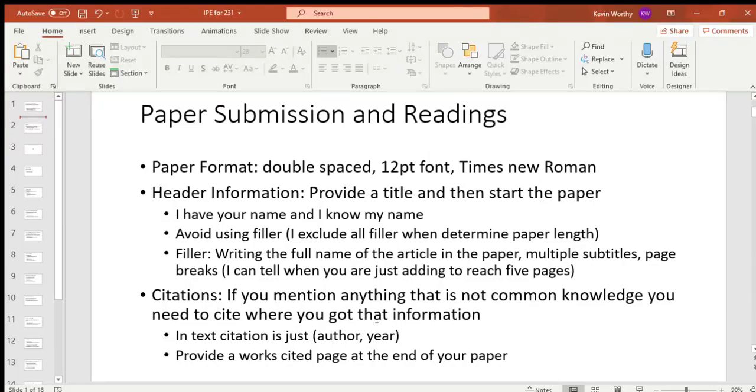Class. This is going to be the IPE recording for this week. I'm going to start with a discussion of the paper submission. For the paper submission, you want it to be double spaced. You need 12-point font. You want it to be Times New Roman, very standard.